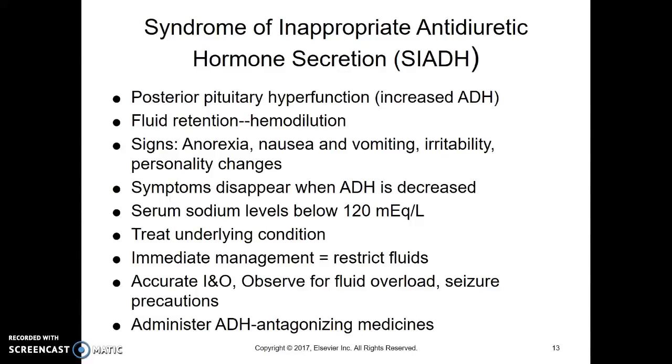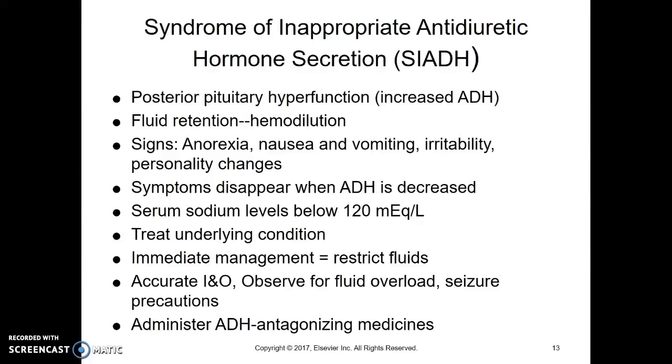Once that fluid is diuresed off, the sodium levels will be back to normal. So it's dilutional. So we want to treat whatever the underlying condition is. And again, anything that puts pressure on that pituitary gland can cause this. So head trauma or surgery, we've got to be watching for both or either DI or SIADH. So the first thing we're going to do is restrict fluids.